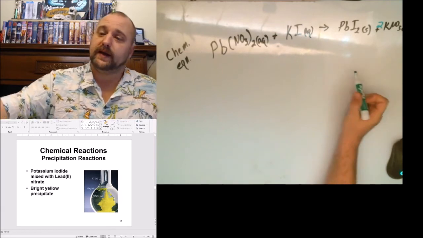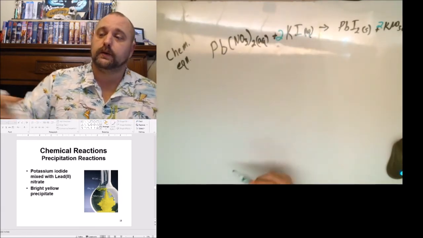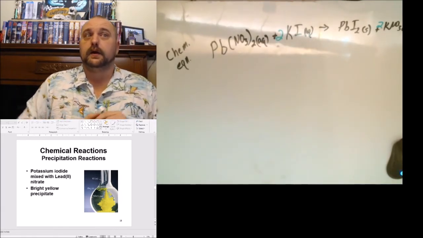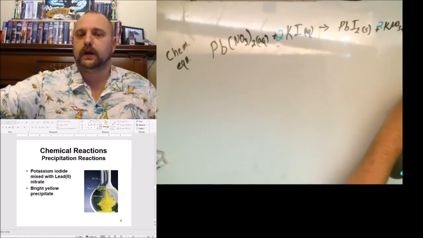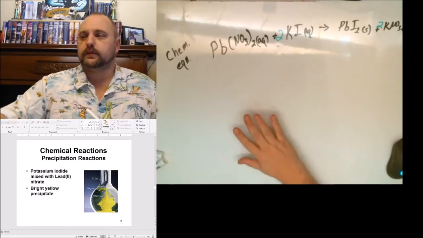That gives me 2 potassiums. I'll fix that by putting a 2 here. That'll give me 2 iodines. And now I've got 2 potassiums and 2 iodines on both sides. All right, so that's the chemical equation.